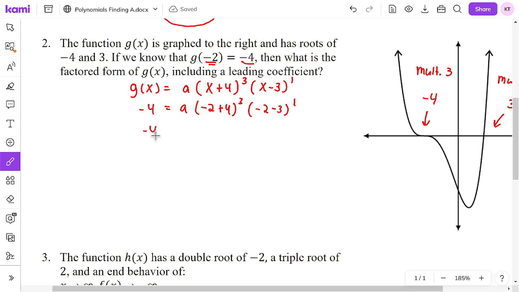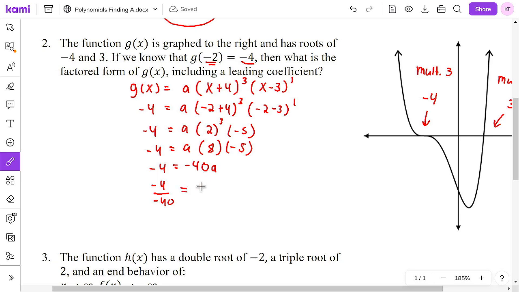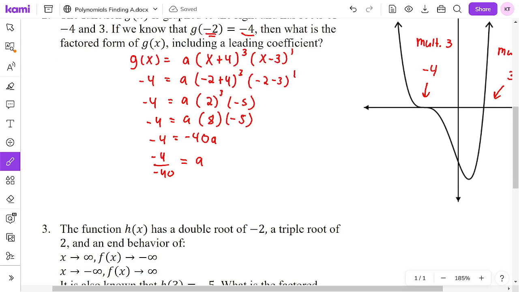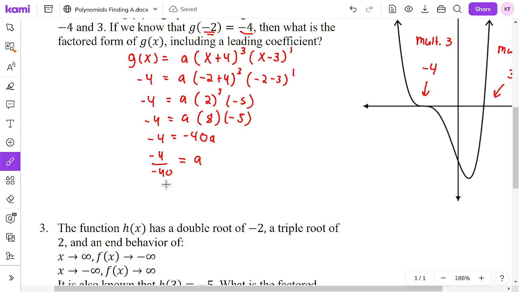So we'll have -4 is equal to a times -2 plus 4, which is going to be 2 cubed. And then 2 minus 3 will be -5. Then we'll have -4 is equal to a times 8, because 2 cubed is 8, times -5. -5 times 8 will give me a -40, so I'll have -40a. And now I'll divide both my sides by a -40, so I'll have -4 over -40 is equal to a. And that will simplify down with our negatives canceling out to a 1 over 10 is equal to a.